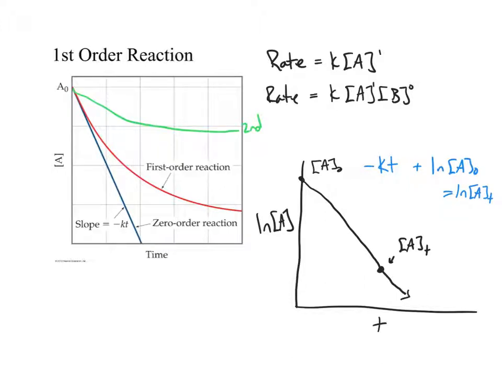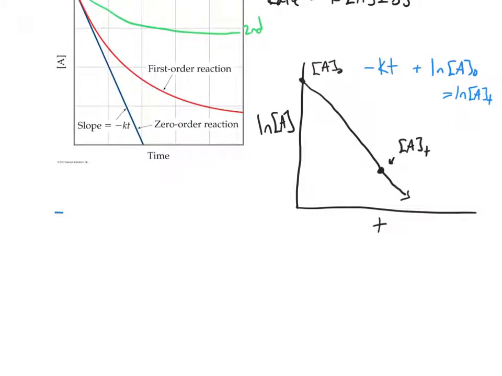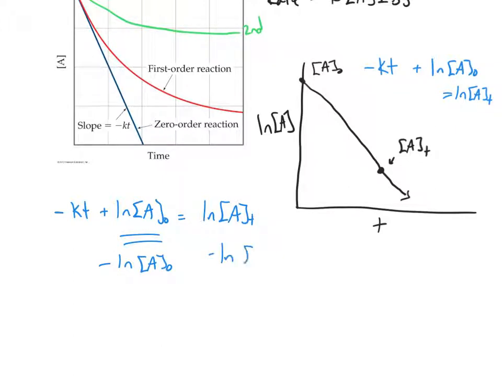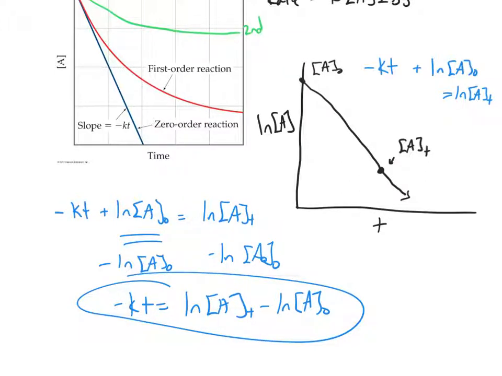Your formula sheet will have this on the back, the formula sheet on the back side of your periodic table, but it might not look exactly like that because we draw ours in the form of y equals mx plus b, but the back of your formula sheet has it in standard form. So if I rearrange this so that I isolate the kt on one side, I subtract natural log of A at time 0 on each side, and I get negative kt is equal to the natural log of A at time t minus natural log of A at time 0. And this is what the back of your periodic table shows.